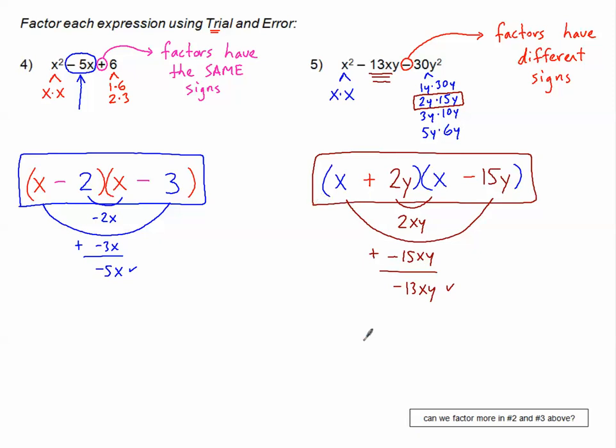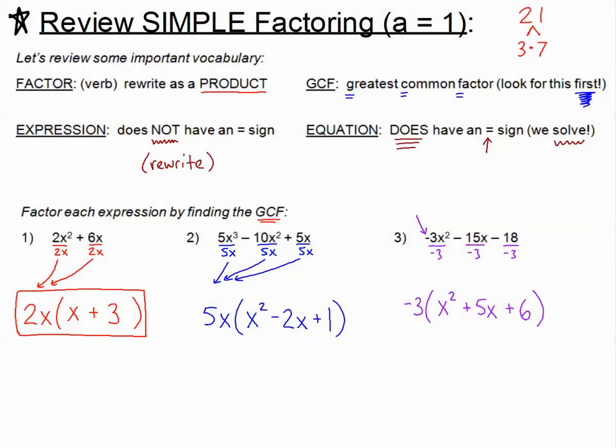Now that we've factored a couple trinomials, let's go back to example 2 and example 3 because we are not actually finished. We have a trinomial here. Once you factor out a GCF, that doesn't mean that you're necessarily finished. What's left might factor more. So I'm going to try and do that.